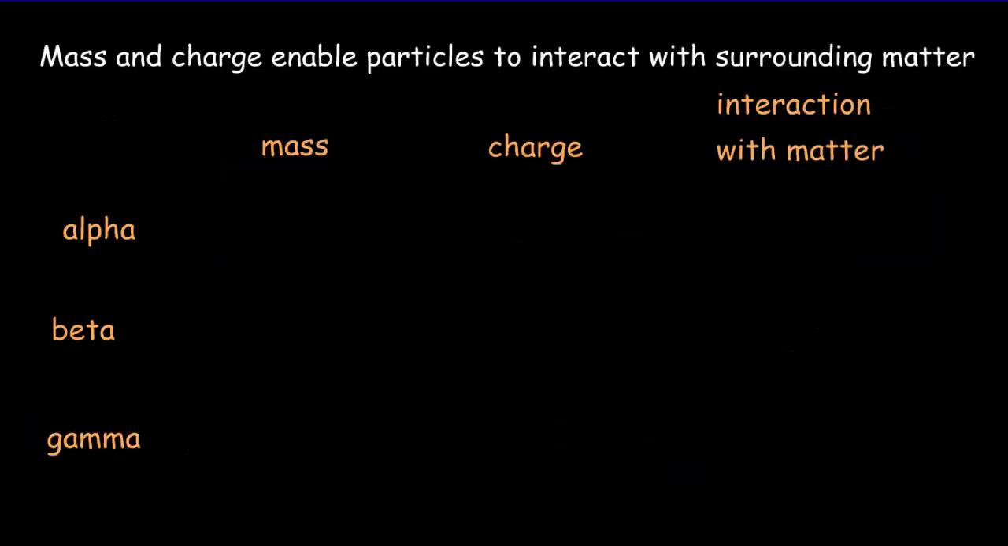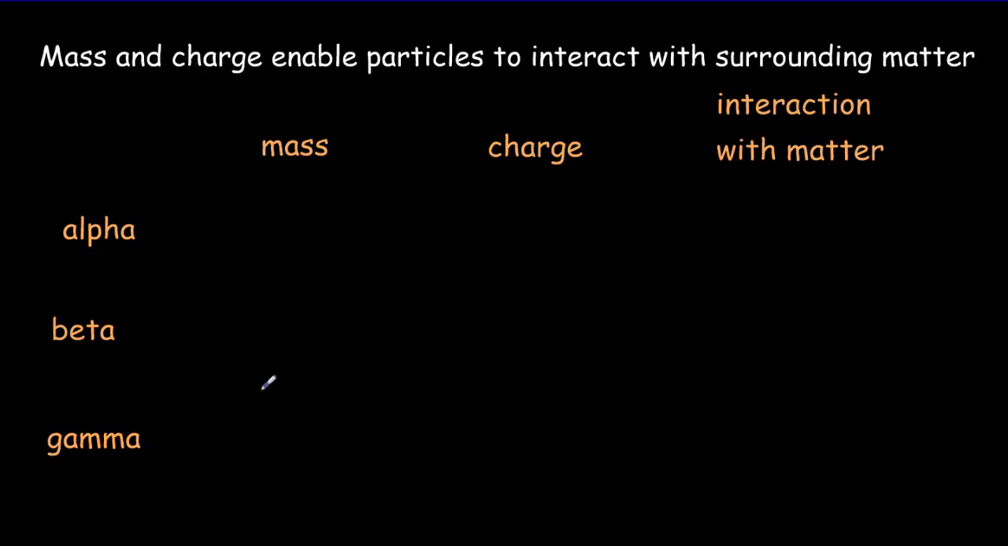Now I was saying earlier that the neutrino essentially doesn't interact with matter because it doesn't have any mass and it doesn't have any charge. And that's why it took so long to detect the neutrino. So what we're going to do now is compare the alpha, beta, and gamma particles in terms of mass and charge in order to predict which one of them is going to interact the most with matter.